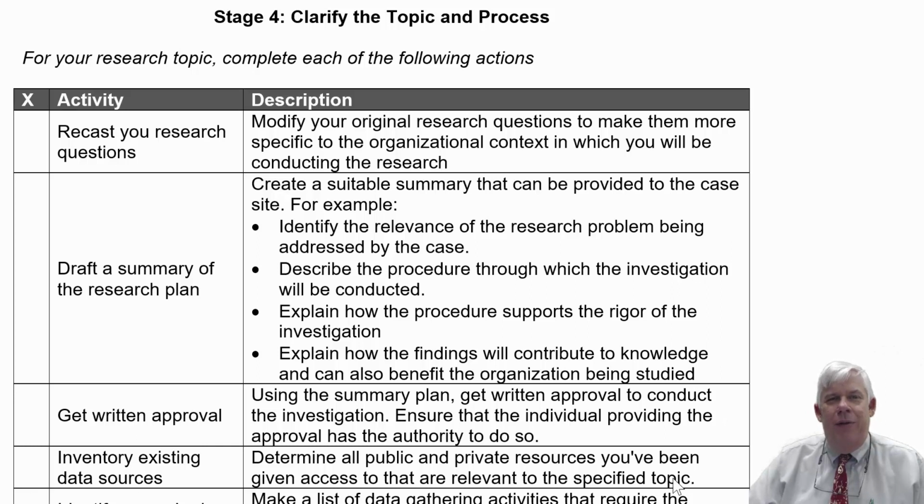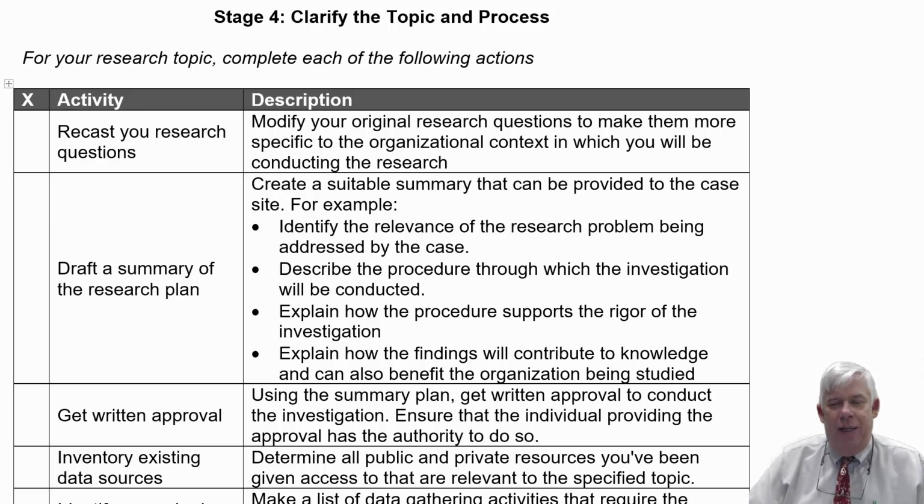You might want to inventory the existing data sources within the organization at this point. That's going to help you do things like estimate how long it's going to take, and will also give you a sense of how much analysis you're going to be able to perform with your research.